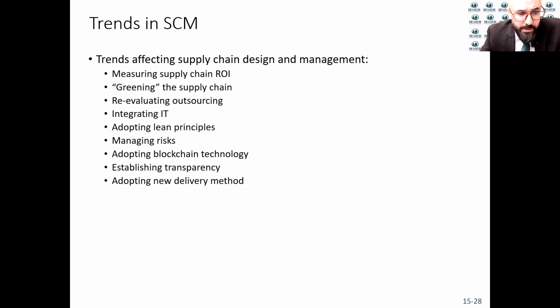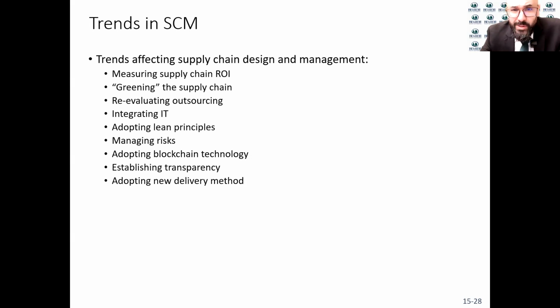Adopting lean principles, that's another concept, how we could make our supply chain management more efficient. Managing risk, how we could avoid any risk in the supply chain, such as supply chain disruption. Adopting blockchain technology, that's a new technology that we start hearing about, the cryptocurrency and the bitcoins and so on, how we could securely manage these operations and these transactions between companies and organizations.